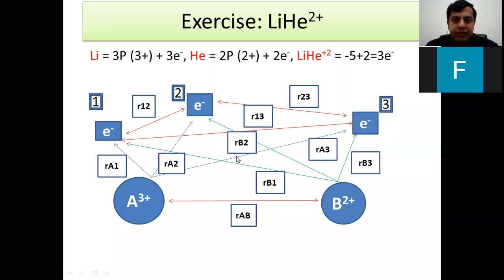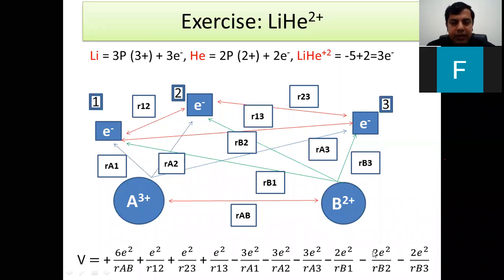So total repulsive forces are 4, and total attractive forces are 6. 3 due to the lithium nucleus, and 3 due to the helium nucleus. So if you want to write the net potential energy, if you correctly label and understand what is happening over here, then you can write this net potential energy, as we have explained earlier. So let's start with the first one, repulsion.